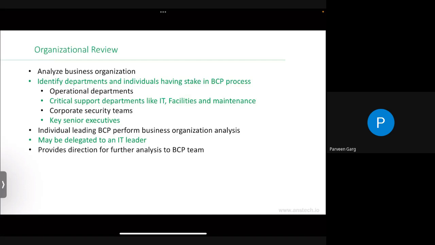So you carry out an organizational review. These are the standard lines; we have already spoken about it. You work out what the departments are, what critical support systems you require, and which security teams. If it is an IT-specific business continuity, it may be given to an IT leader, and further analysis of the organizational review is done by the BCP team.